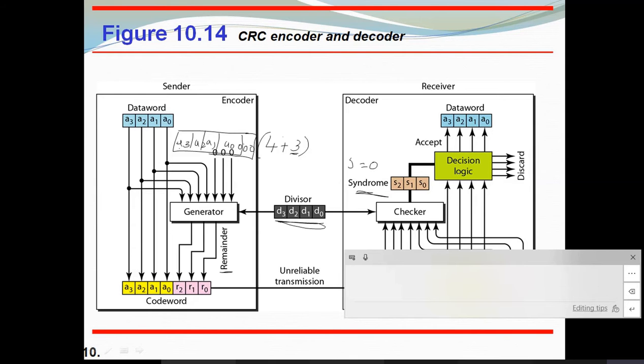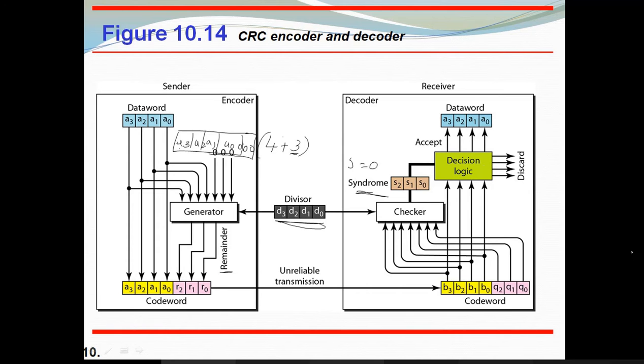Accept it. Here you are going to calculate the remainder, and that is given to the decision logic. Now the decision logic is going to take a decision based on the value of S. If it is 0, then accept, there is no error in the data. If it is other than 0, it is going to discard it because it has some error in the received data. Did everybody understand this quickly?